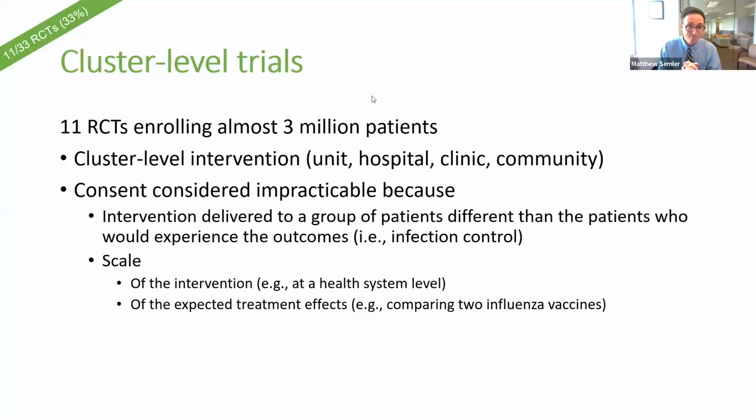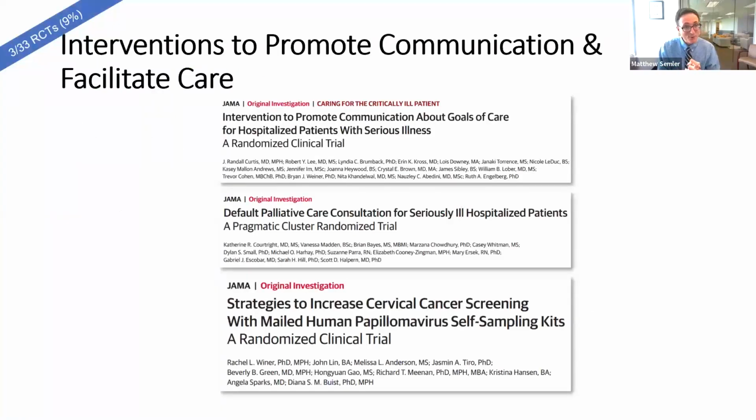Next slide, John. So the final category of these trials that did not require written informed consent before enrollment was small, and it was those that evaluated interventions to promote communication and facilitate care. So you can see here some examples. So an intervention to promote communication about goals of care for hospitalized patients with serious illness, an intervention to default toward palliative care consultation for seriously ill hospitalized patients, those types of communication or care focused trials. Next slide.